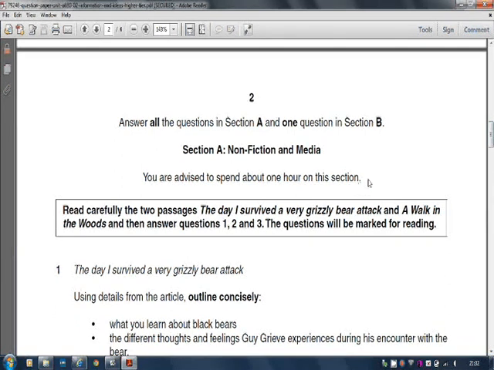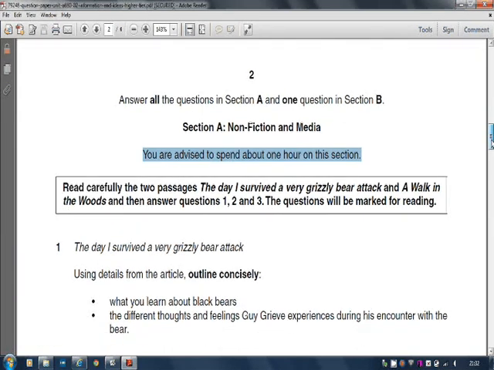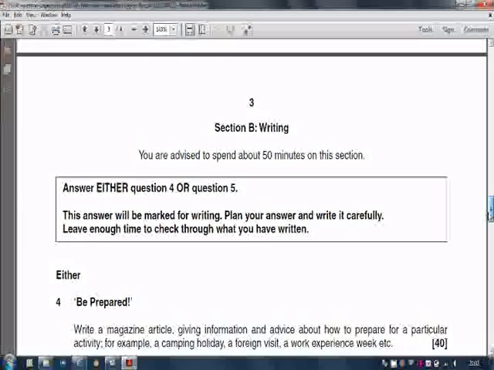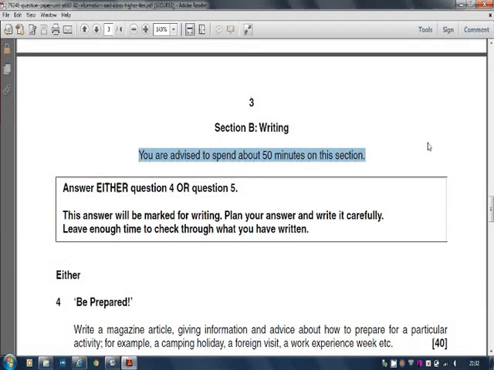So Section A, here we are, non-fiction and media, this is the reading part of the exam, and the examiners tell us this: you are advised to spend about 1 hour on this section. Okay, well, so far so good, but then we get to Section B, and the same examiners are telling us to spend 50 minutes on this section, the writing section. So what's happened to the missing 10 minutes?